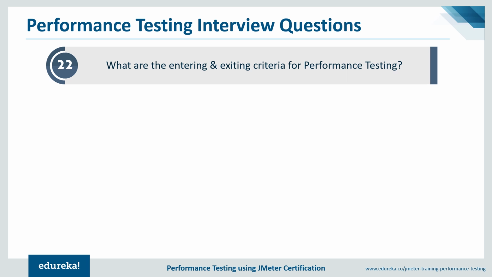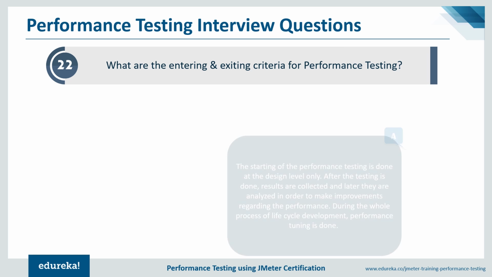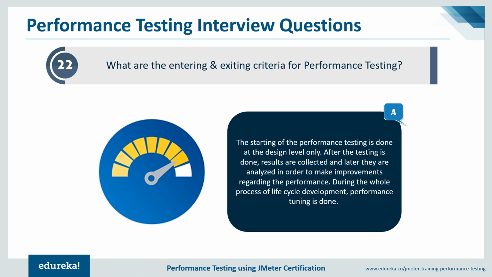Next up, what are the entering and exiting criteria for performance testing? The starting of the performance testing is basically done at the design level only. After the testing is done, the results are collected and later analyzed in order to make improvements regarding the performance. During the whole process of the development life cycle, performance tuning is done. So these are the things that need to be considered for the entering and exiting of the performance testing.